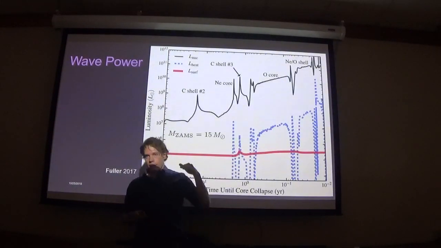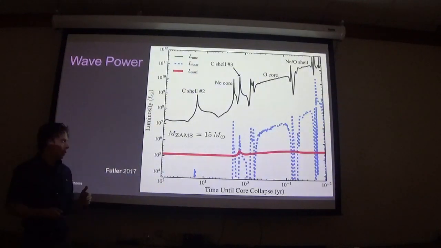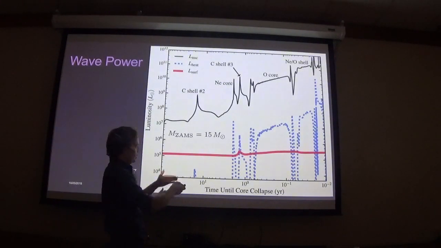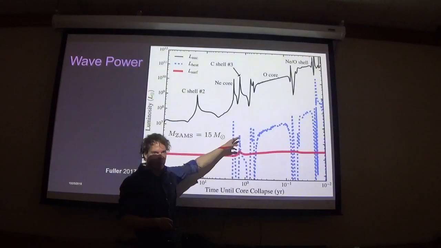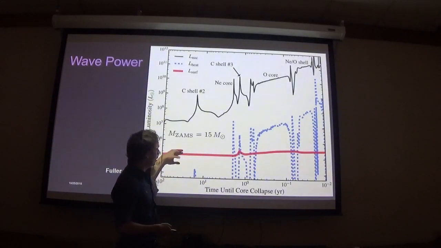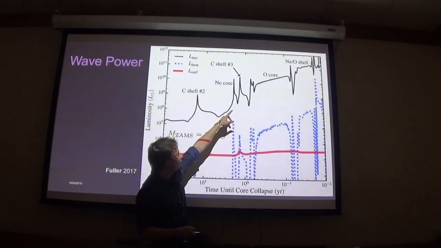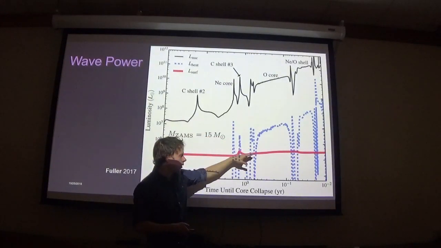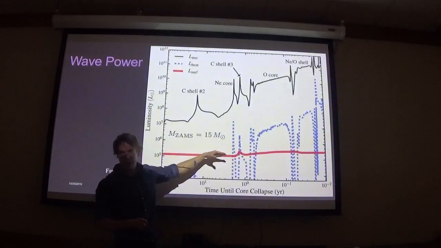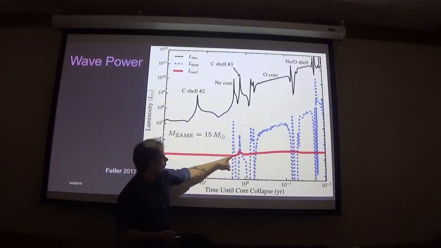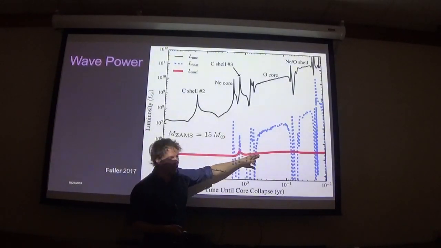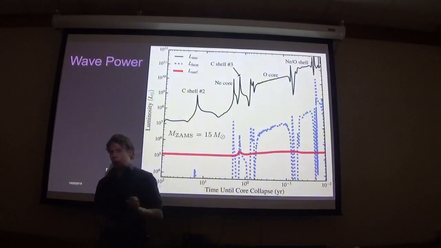So typical wave powers that I'm calculating getting to the envelope of the star are, like I said, on the order of 10^6, 10^7 L sun in this particular model, which is a small fraction of the burning luminosity, but much larger than the surface luminosity, which is this red line. And what you see is when wave powers first start to become very large, we're seeing an effect on the surface luminosity of the star.